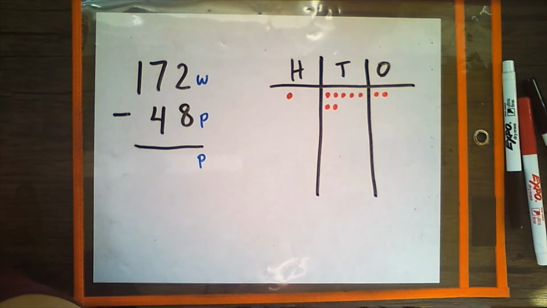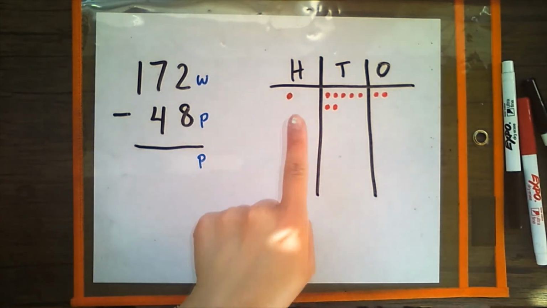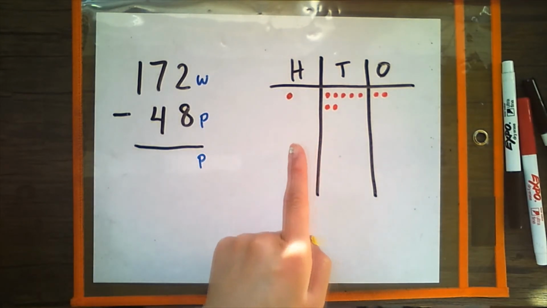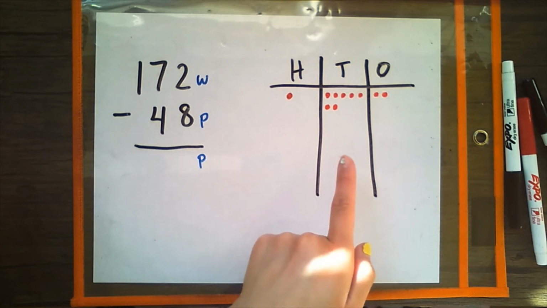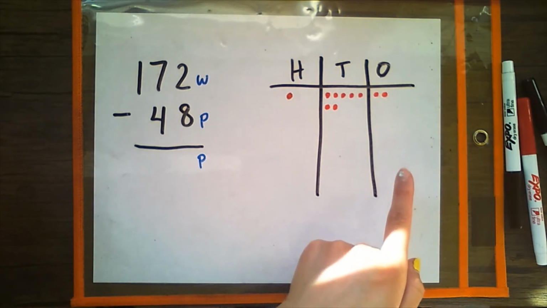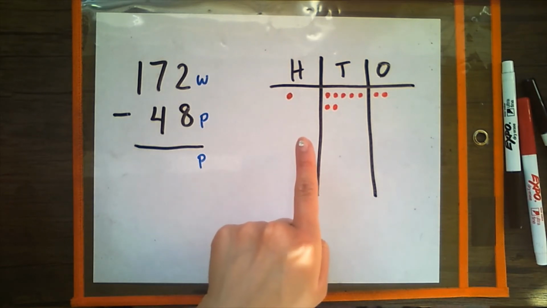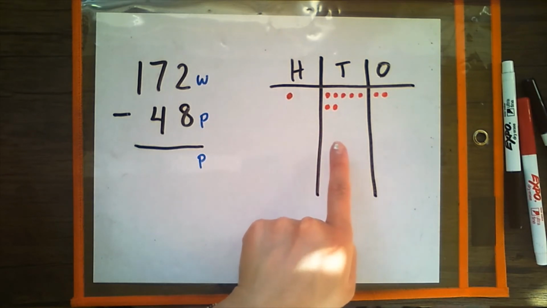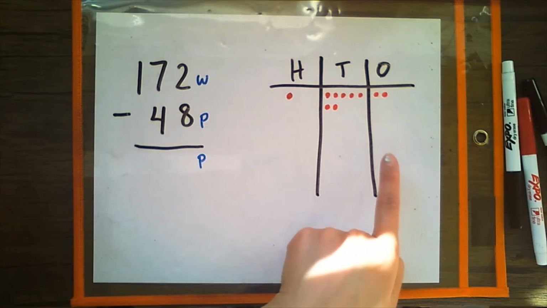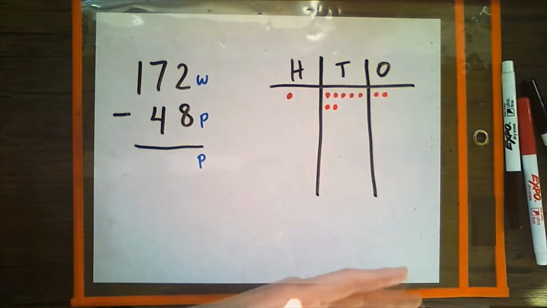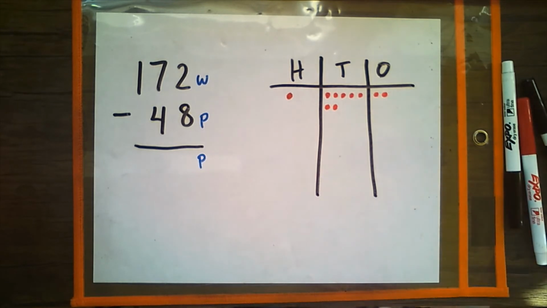Let's take a look at our chip model. I put 1 unit in the hundreds place, 7 units in the tens place, and 2 units in the one place. I put 1 chip for 100. I put 7 chips for 70 and 2 chips for 2. I showed the correct number of units for each digit. Let's pause here and draw a number bond to show that.